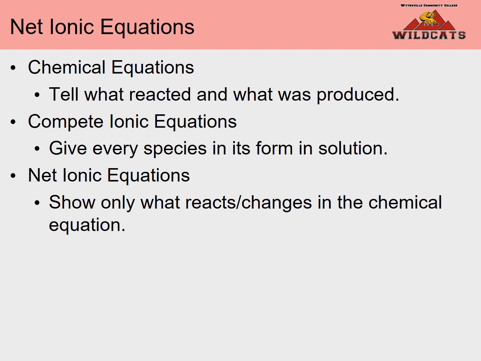Net ionic equations are chemical equations that tell what reactants were used and what was produced. Complete ionic equations give every single species in its form in the solution. And so the net ionic equation shows only what reactants or changes in the chemical equation.